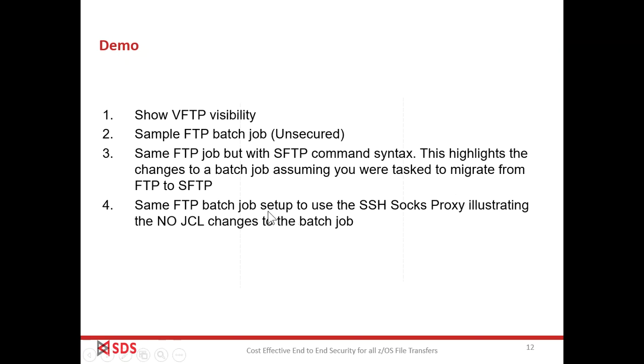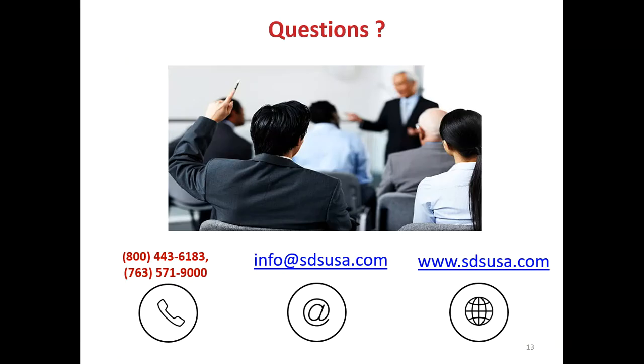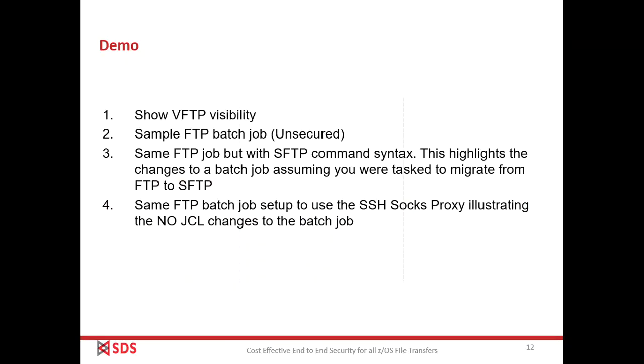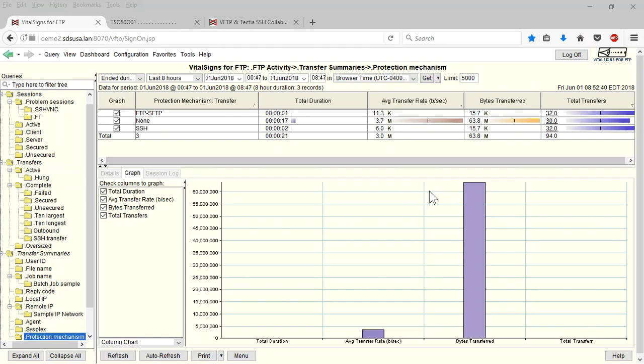Then the same FTP batch job set up to use the SSH SOCKS proxy, illustrating the minimal changes to the batch job. So there is some work required, obviously identifying a batch job and also the client that you want to test with. You have to upload that public key if public key authentication is the route you want to go. A few minor things to be done, also configuring the proxy. And once that is done, it's a matter of you just choosing which batch jobs you want to run, and then you will be able to have the seamless migration. So let's get to the presentation.